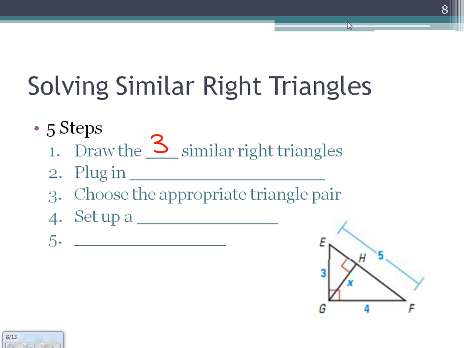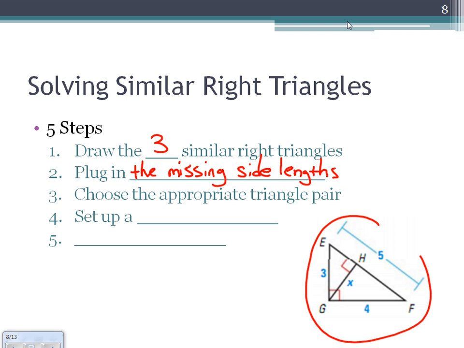Okay? Step 2 is to plug in the missing side lengths. To do that, you take your values from our picture and you plug them into the similar right triangles. All right? We'll do an example problem. I just want to go through the steps here.